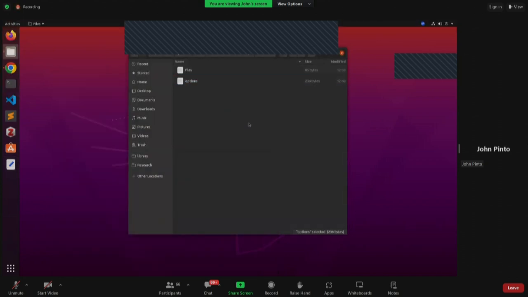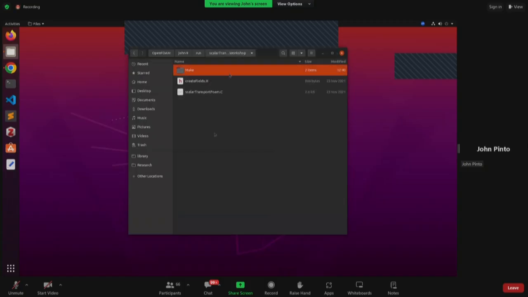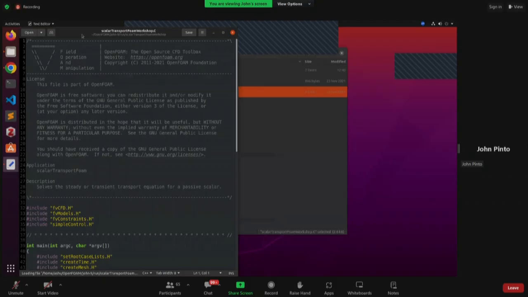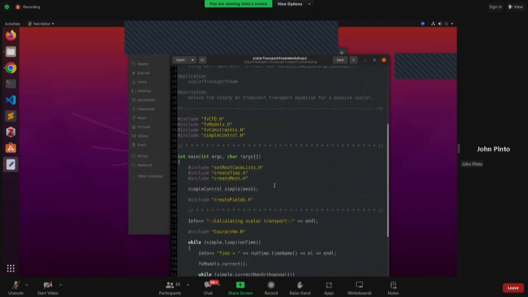So this is it. Now after this, the main thing, you have to go to create fields. And before that, this scalar transport foam.C, rename that as well. Rename it to scalar transport foam workshop. Now, if I open this, we'll go to create fields later.